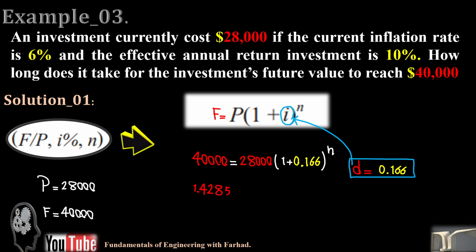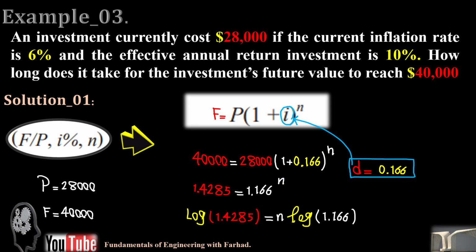If you simplify the equation, dividing 40 over 28 gives you 1.4285, and the second part is 1.166 to the power of n. Take the natural logarithm of both sides, and it gives you ln of 1.4285 is equal to n times ln of 1.166. And if you do the math, the number of years is equal to 2.3 years.